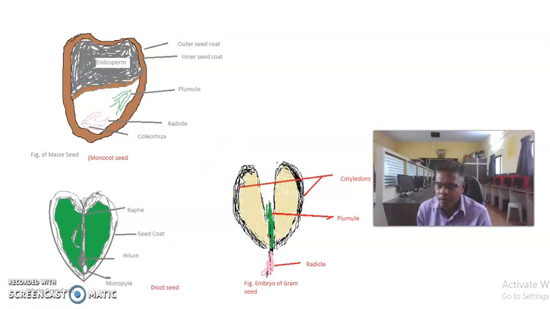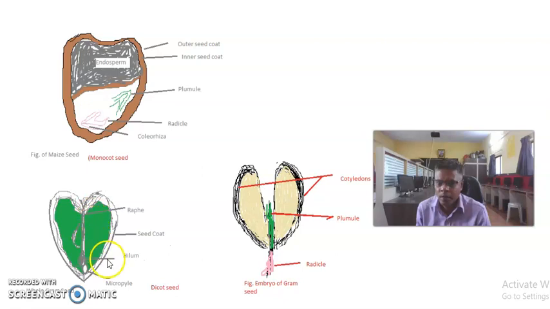In dicot type seed the seed coat is hard, but in monocot type seed the seed coat is soft, not so hard. So cereal seeds germinate easily when they get favorable internal and external conditions.